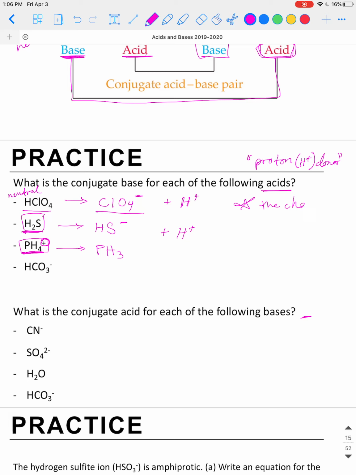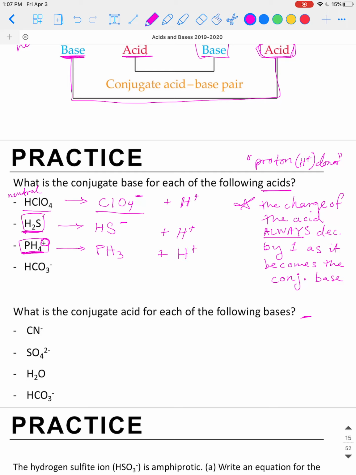The charge of the acid, I'm going to write this out. This is an important statement. The charge of the acid always decreases by 1, by a value of 1, as it becomes the conjugate base. The charge of the acid always decreases by 1 as it becomes the conjugate base.